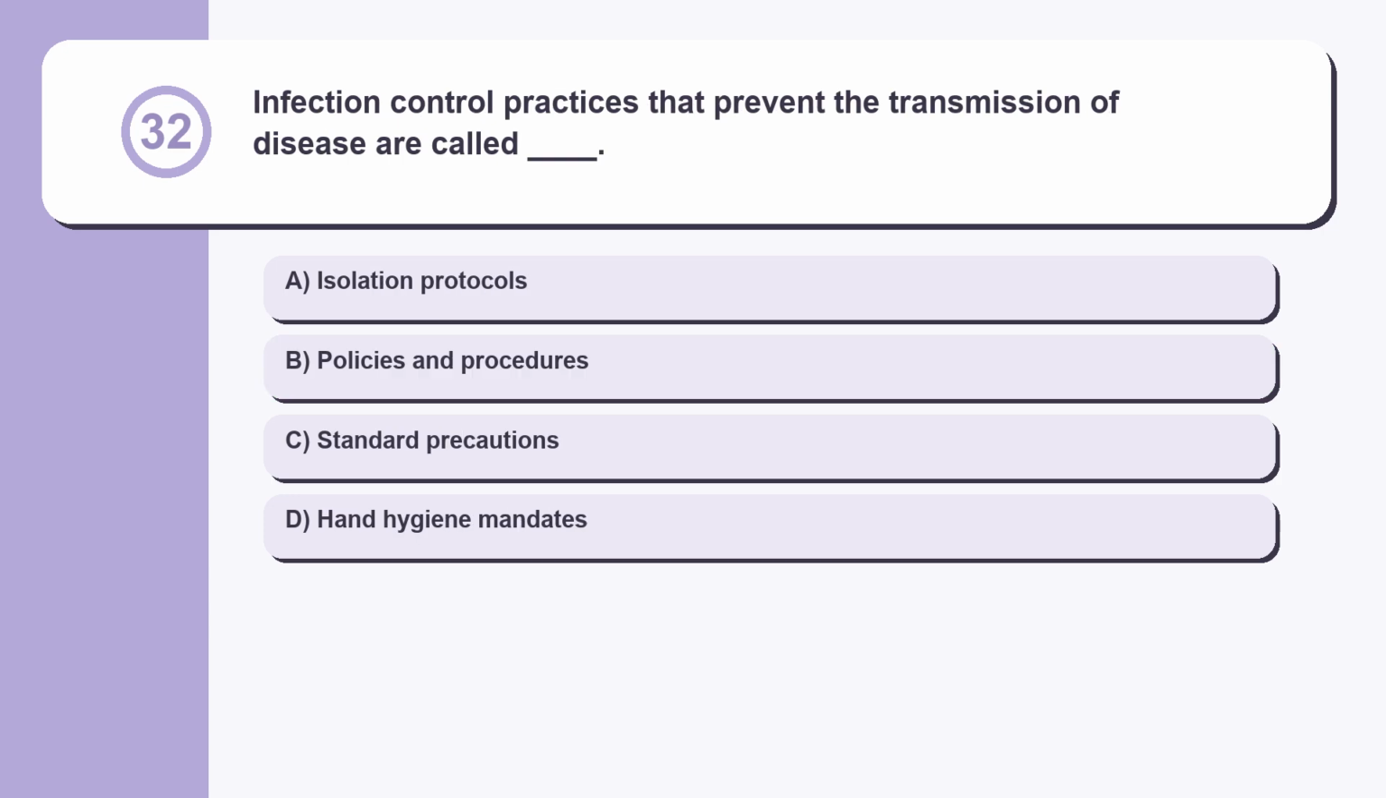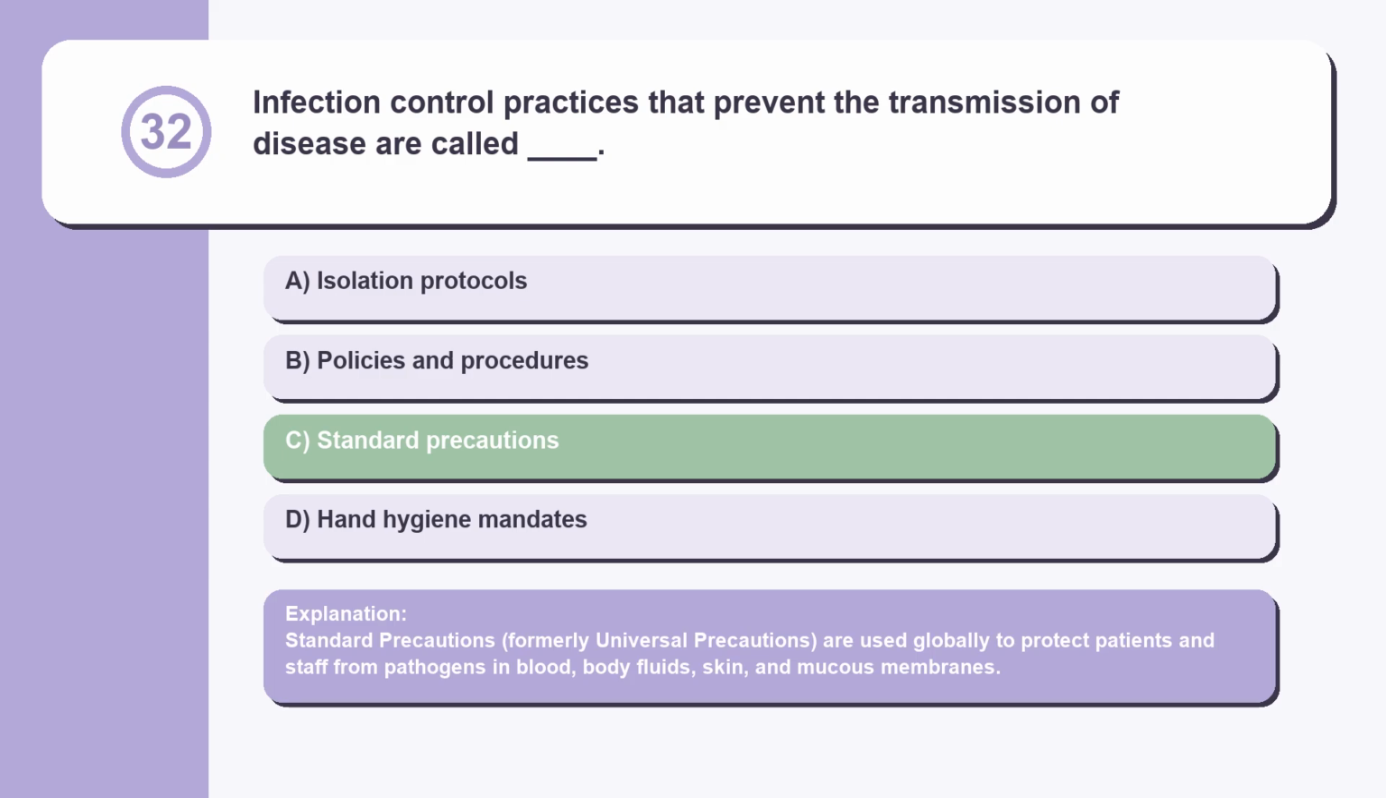Question 32. Infection control practices that prevent the transmission of disease are called isolation protocols, policies and procedures, standard precautions, hand hygiene mandates. Standard precautions, formerly universal precautions, are used globally to protect patients and staff from pathogens in blood, body fluids, skin, and mucous membranes.